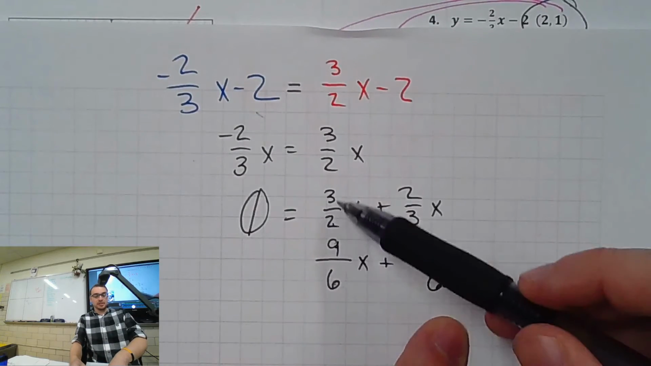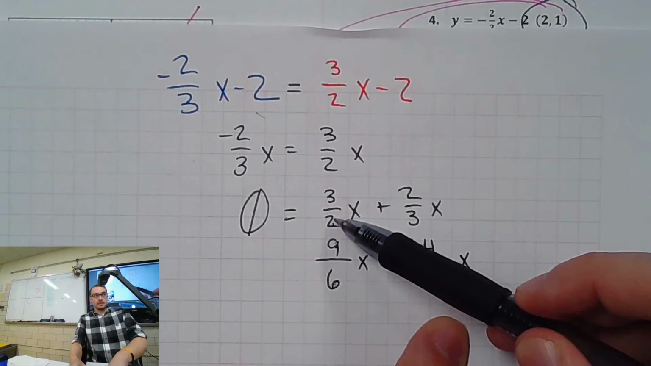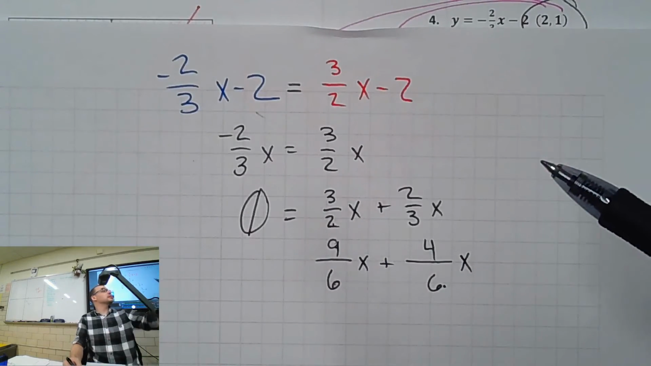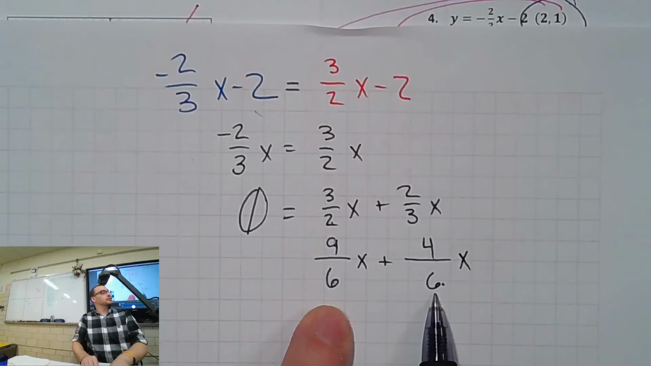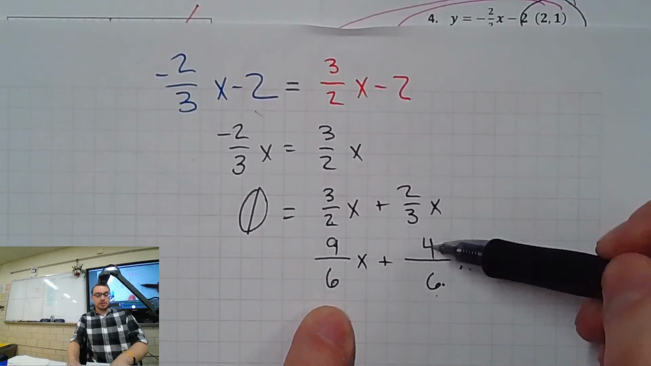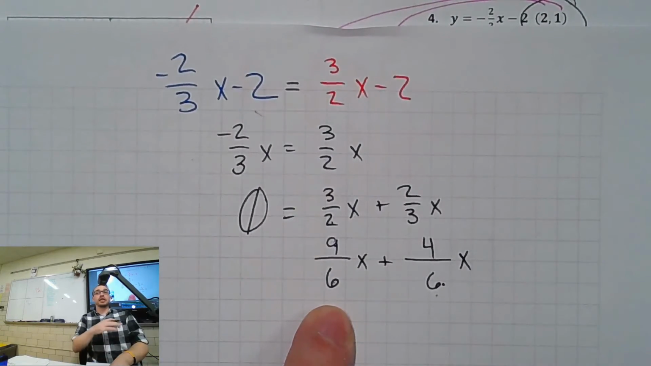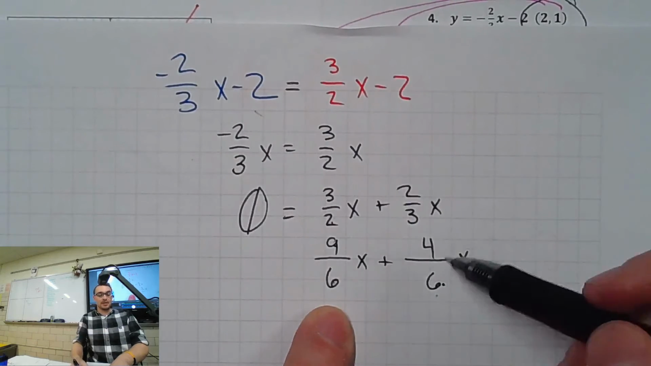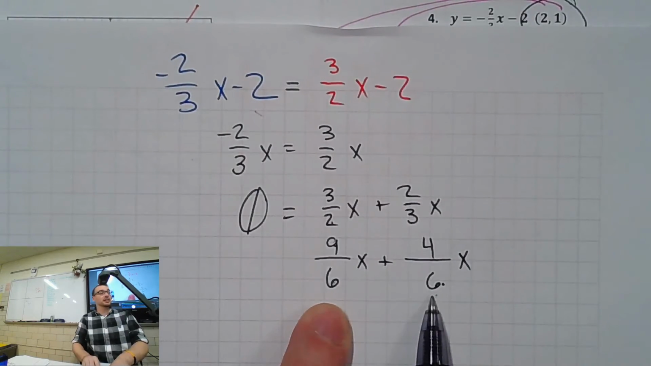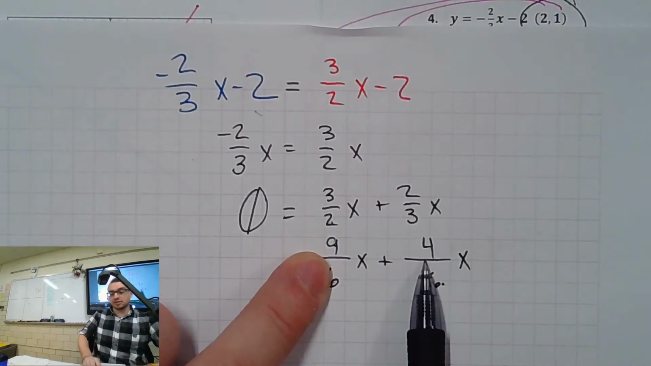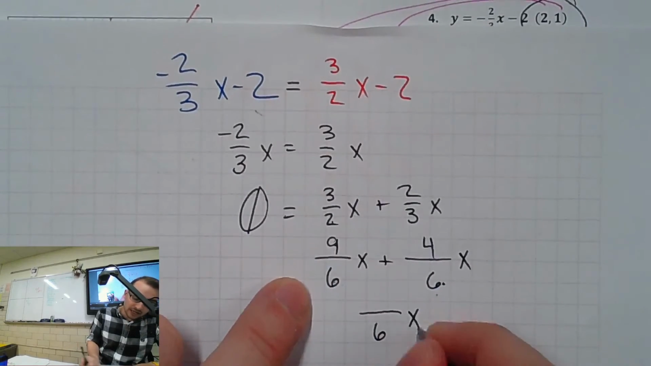Is 9 over 6 the same thing as 3 over 2? Yes, it is. I didn't change the problem. I just made it look different. I want common denominators. Is 2/3 the same thing as 4 sixths? Yes. Didn't change the problem. That's not allowed. But I am able to make it look different. And now I can combine these. If I've got 9 sixths and you have 4 sixths, how many sixths do we have together?